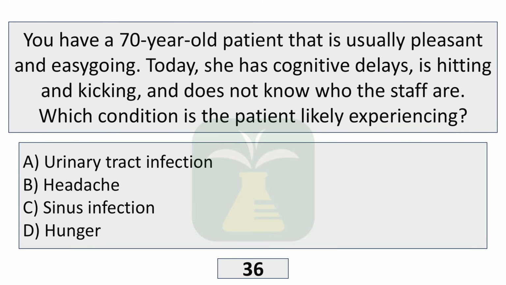You have a 70-year-old patient that is usually pleasant and easygoing. Today, she has cognitive delays, is hitting and kicking, and does not know who the staff are. Which condition is the patient likely experiencing? A. Urinary tract infection. B. Headache. C. Sinus infection. D. Hunger.